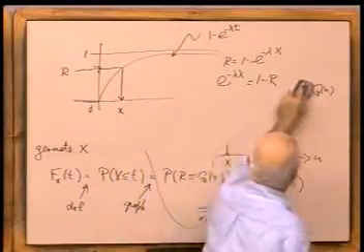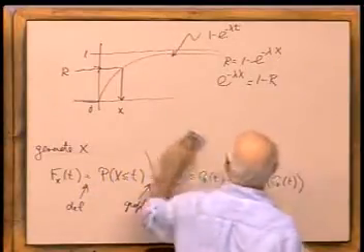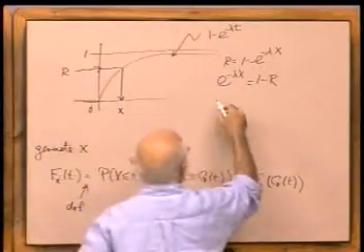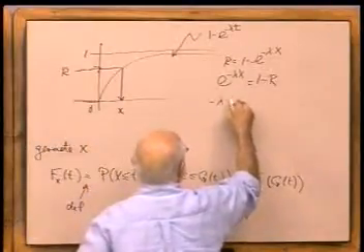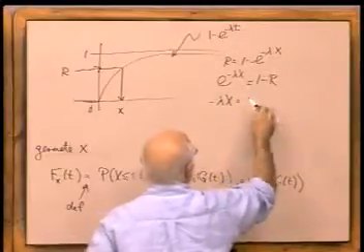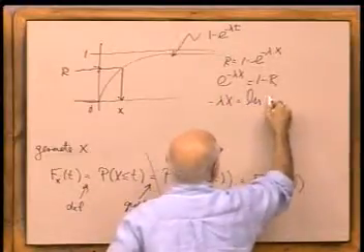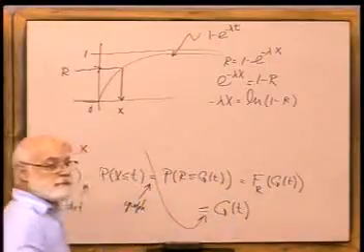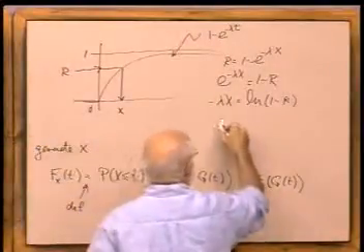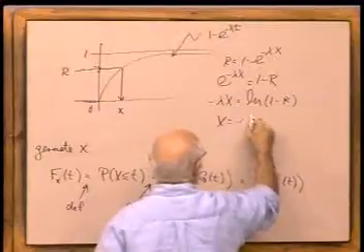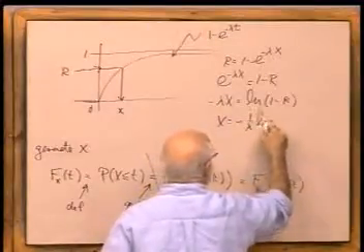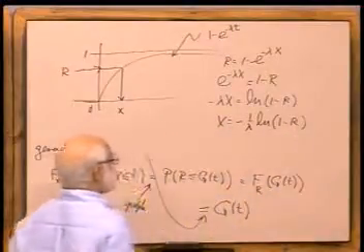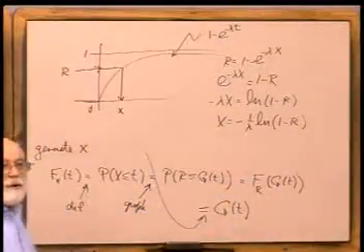Let's erase some stuff here. I'll take logarithms of both sides, which means that minus lambda x is equal to the log of 1 minus r. Which means that x is equal to minus 1 over lambda natural log 1 minus r. So that's the mathematical formula.